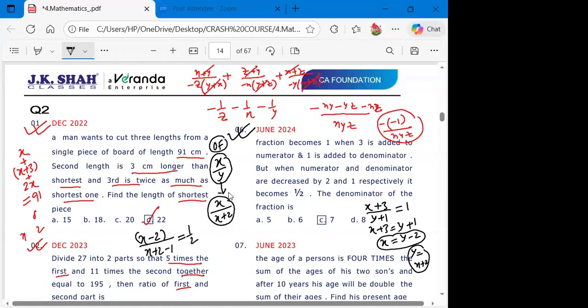If I cross multiply, it will be 2x minus 4 is equal to x plus 1. X will go that side, 4 will go this side. X is equal to 5. And if x is 5, how much is my denominator? X plus 2. So the answer will be 7. Note it down. Understood the solution?